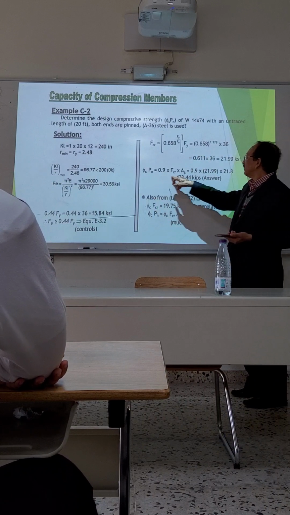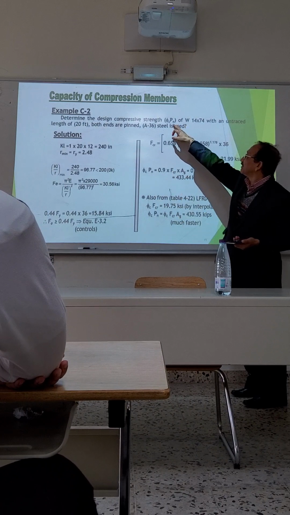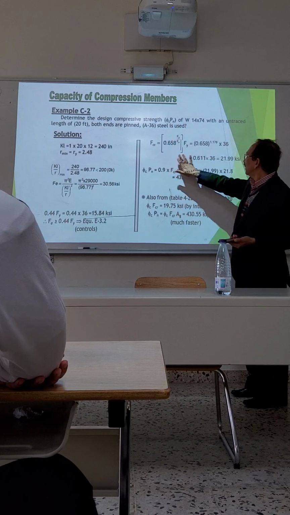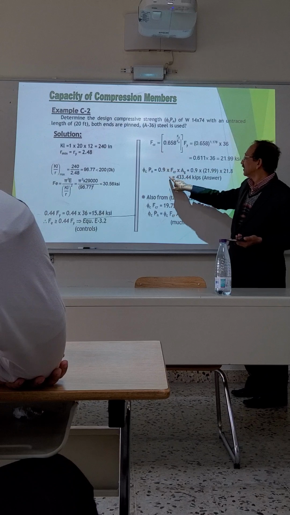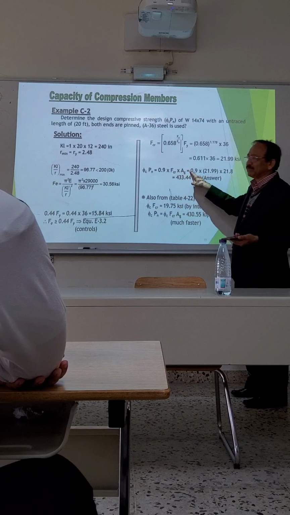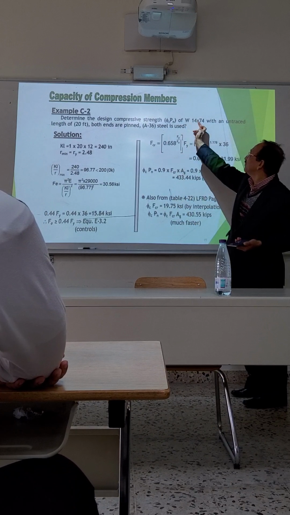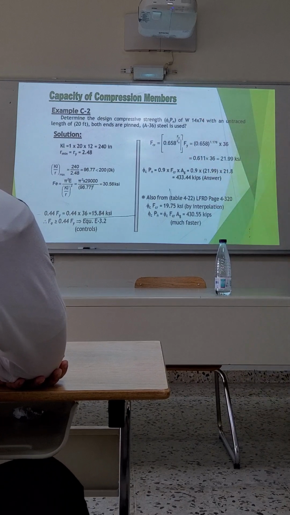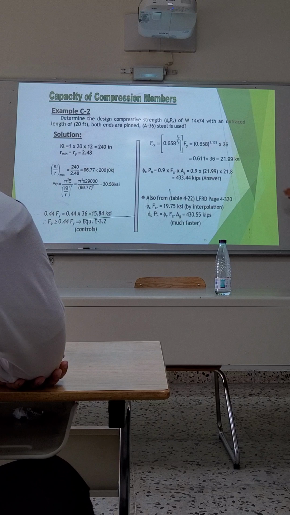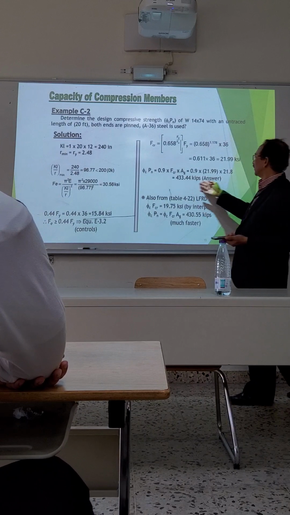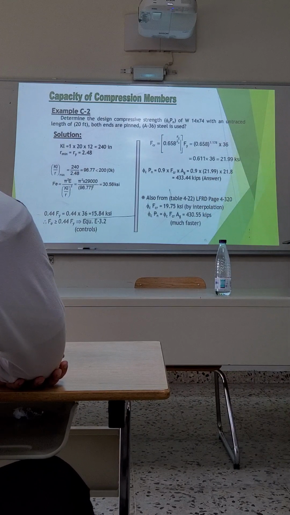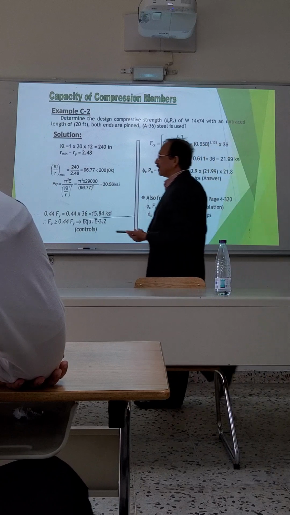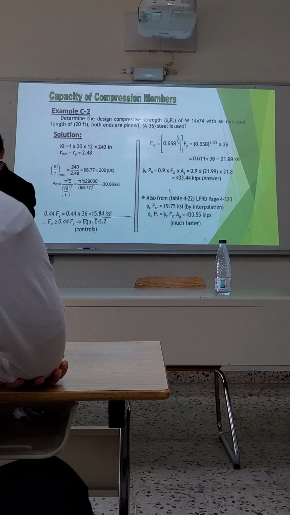Now, phi CPN you can calculate. We take a factor of safety of 0.9, and this is your value of FCR, critical stress, multiplied by the gross area. Gross area you will take from the data sheet, and that is 433.44. Okay. So this way you can complete this question. We will solve one question for practice.